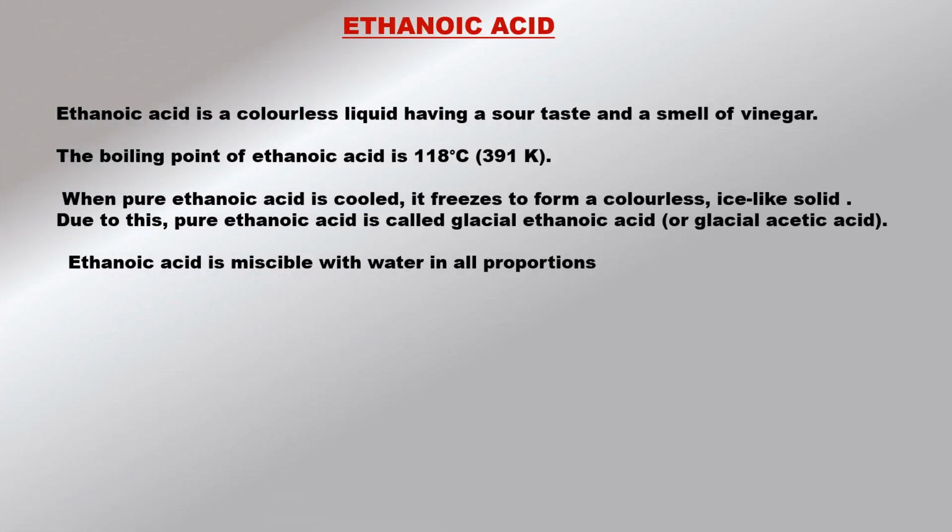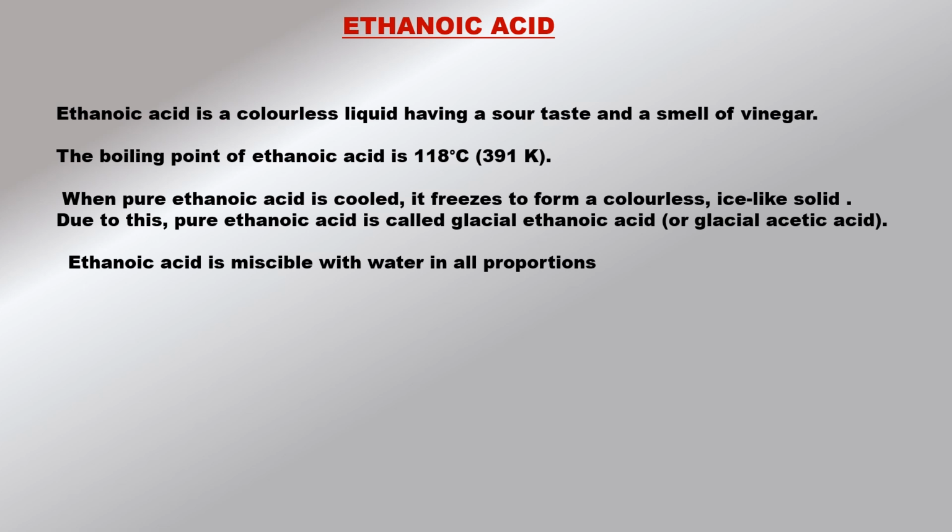Ethanoic acid. Ethanoic acid is the second member of the homologous series of carboxylic acids, the first member being methanoic acid. The formula of ethanoic acid is CH3COOH. The common name of ethanoic acid is acetic acid. A dilute solution of ethanoic acid in water is called vinegar. Vinegar contains about 5 to 8% ethanoic acid.